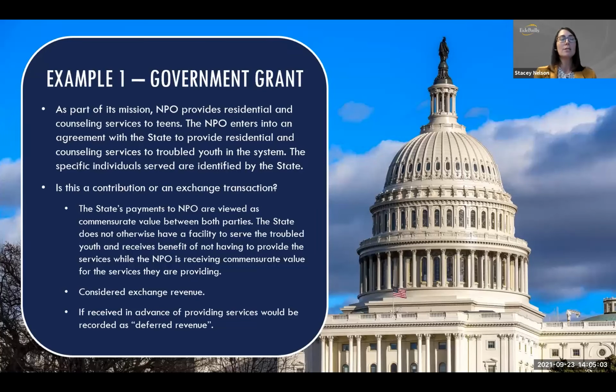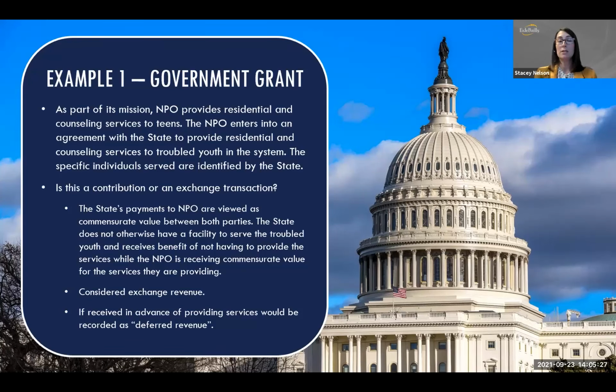All right, so let's look at an example of a government grant. As part of its mission, we have a nonprofit that is providing residential and counseling services to teens. The nonprofit enters into an agreement with the state to provide residential and counseling services to troubled youth as part of the youth system. The specific individuals served are identified by the state.